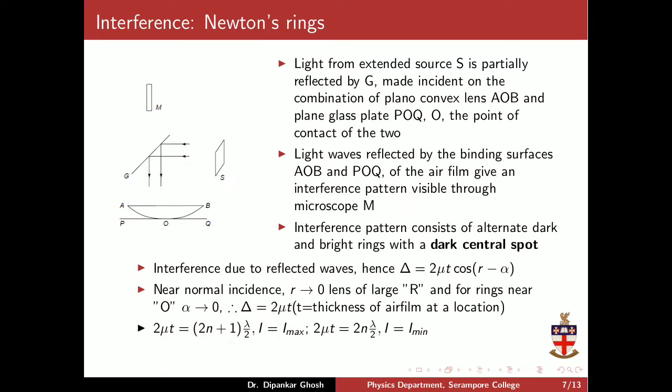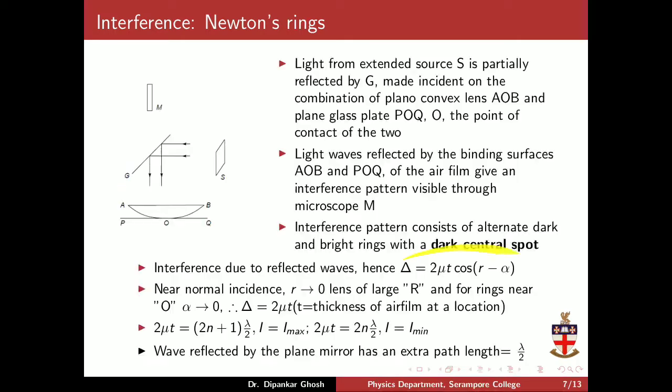Now, obviously, when the rays are reflected by the surface AOB, light is traveling from denser to rarer medium. Whereas when it is reflected by the surface POQ, light is traversing from rarer to denser medium. So when both these reflected waves move up and superpose on each other and we see them by the microscope, the reflected ray by the surface POQ will have an extra phase of pi and an extra path length of lambda by 2. So the condition for maximum intensity will be 2 mu t equal to half integral multiple of lambda, and that of minimum intensity will be when 2 mu t is equal to an integral multiple of lambda. That's why these are the relations.